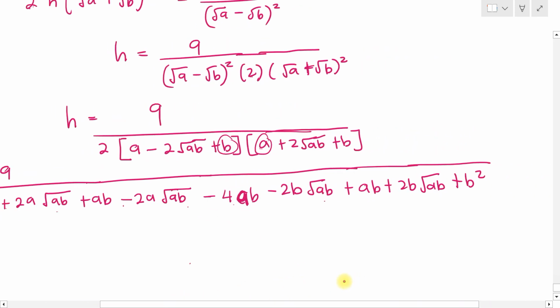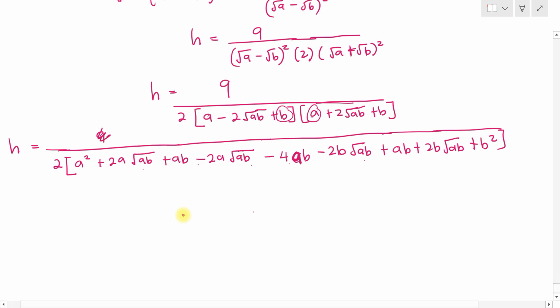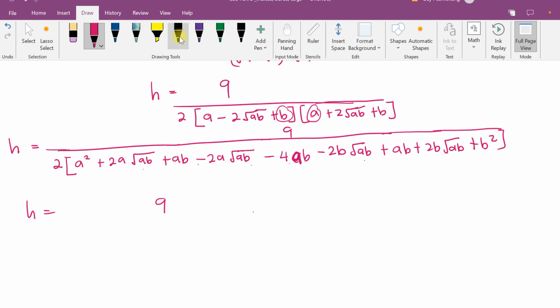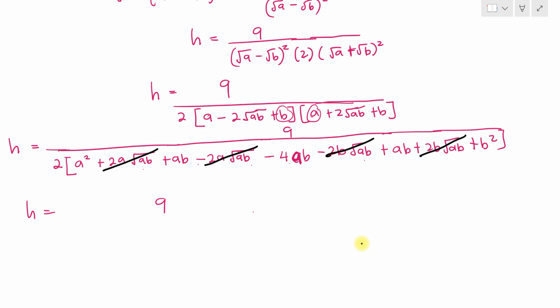I've never seen a question like this. Okay, let me see anything we can cancel. We try to cancel. So the whole thing is 9. So H is equal to 9. Let's see. Plus 2AAB minus 2AAB cancel each other. Minus 2BAB plus 2BAB cancel each other.